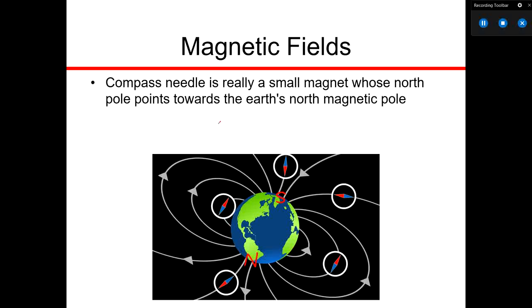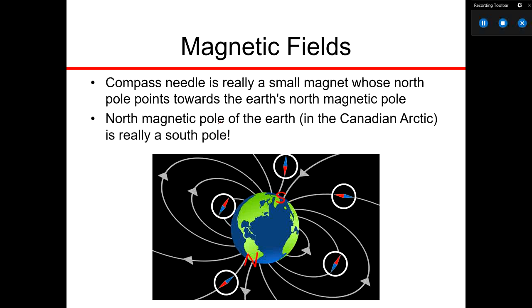So a compass needle, right, is just a really small magnet. So the north magnetic pole of the Earth, like I just said, is really in the South Pole. Now the top is still the geographical north. There's actually multiple different north poles, and the south is still the geographical south. But in terms of the magnetic poles where the compass points, it is the opposite of what you would think.